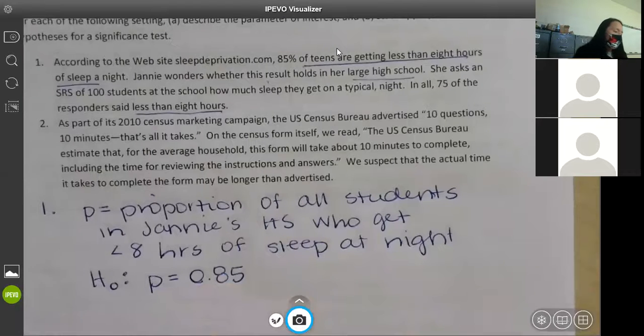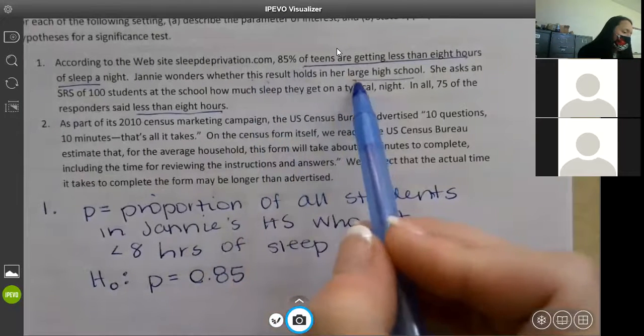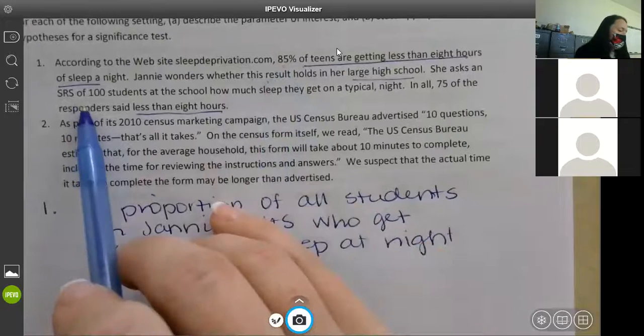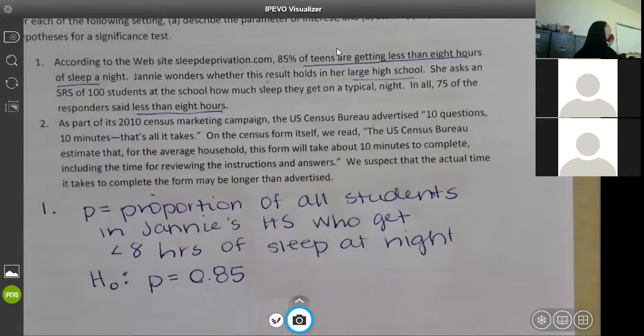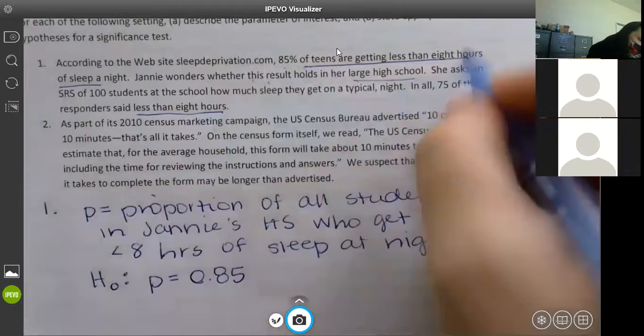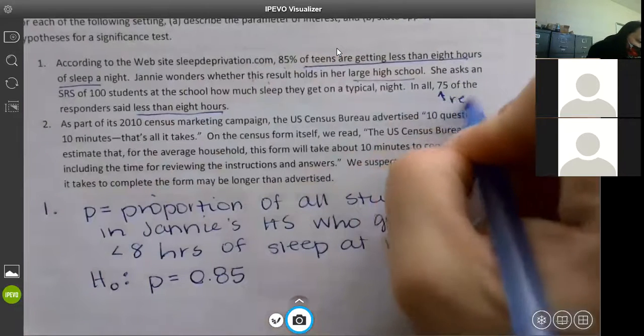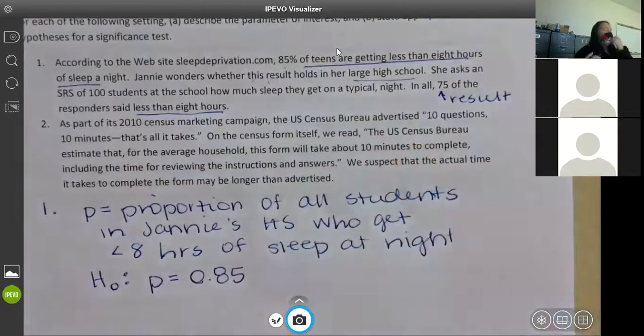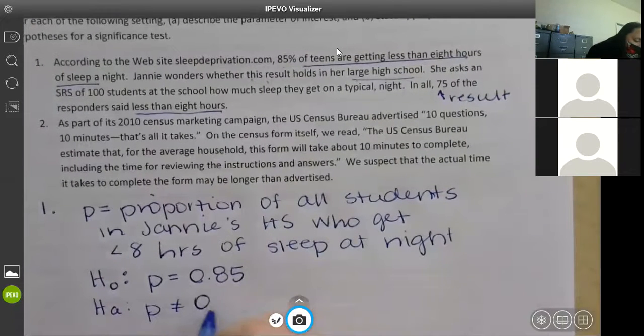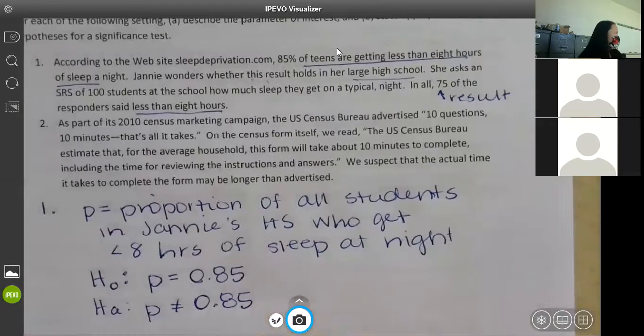What does it say? She wonders whether this holds true 85%. Does it say she wonders if it's less than that or she wonders if it's greater than that? No, it said it was less than, right? That is a result, and we can't base our stuff off of that result. So all we want to know on this one is if it's different than 85. Just that it's different.